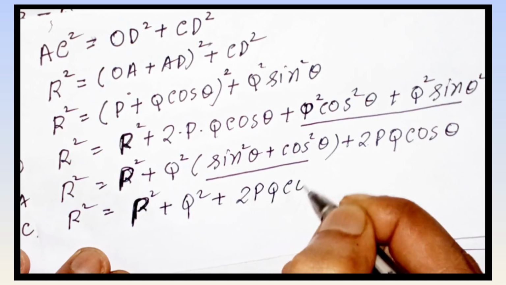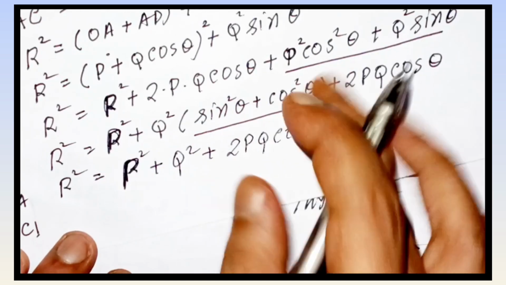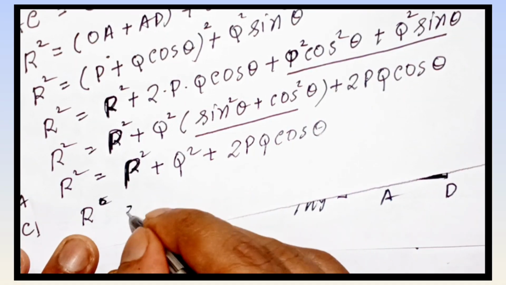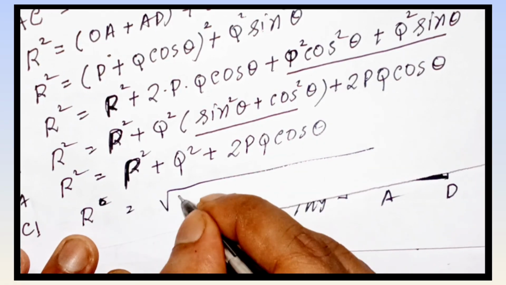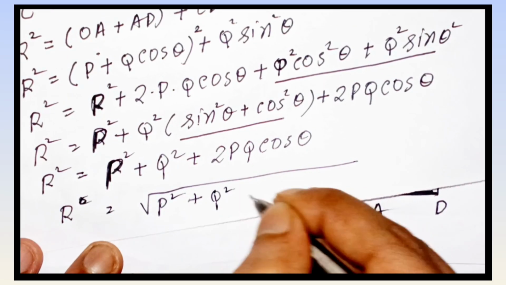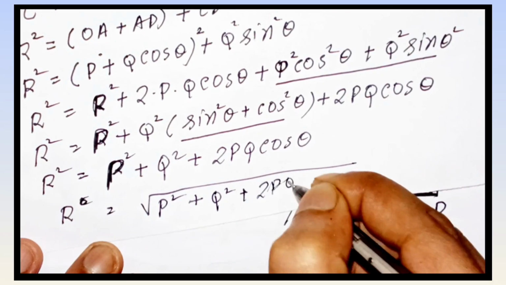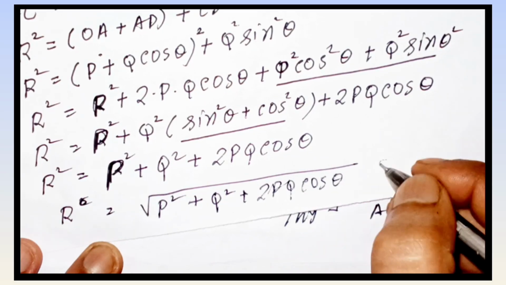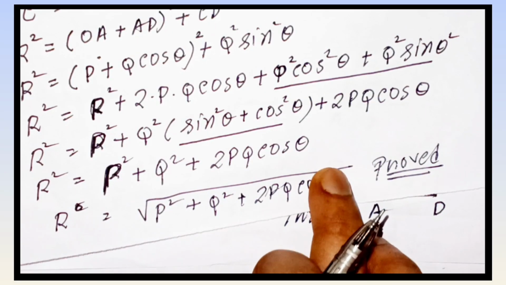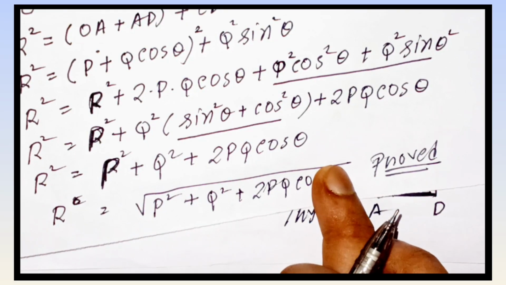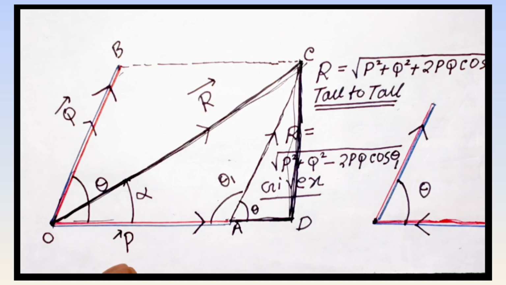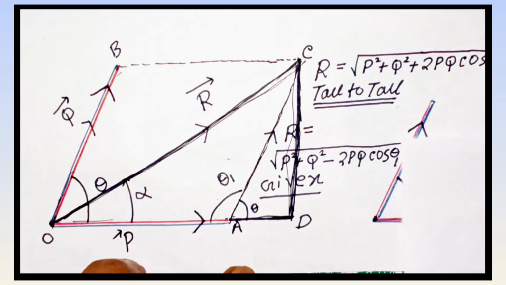But at first I tell you, remember, in some books the result here is minus 2PQ cos theta. Why, how and what, you have to understand. First, R equals what? Under root of P square plus Q square plus 2PQ cos theta. Hence proved. But now I will show you the concept of why some books have P square plus Q square minus 2PQ cos theta. Let's start.